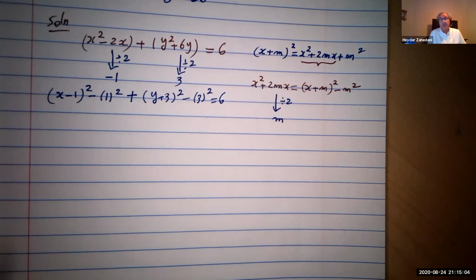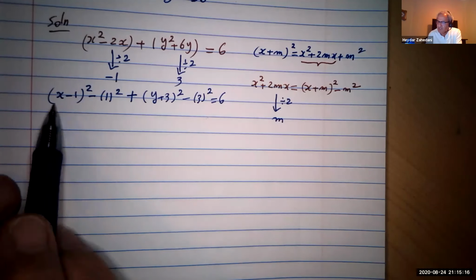It's a very popular method, and I was surprised it's not in this book, but we need it. As soon as we get to the next chapter, we are going to see this type of thing somewhere. Okay, we simplify it to get the equation of a circle.